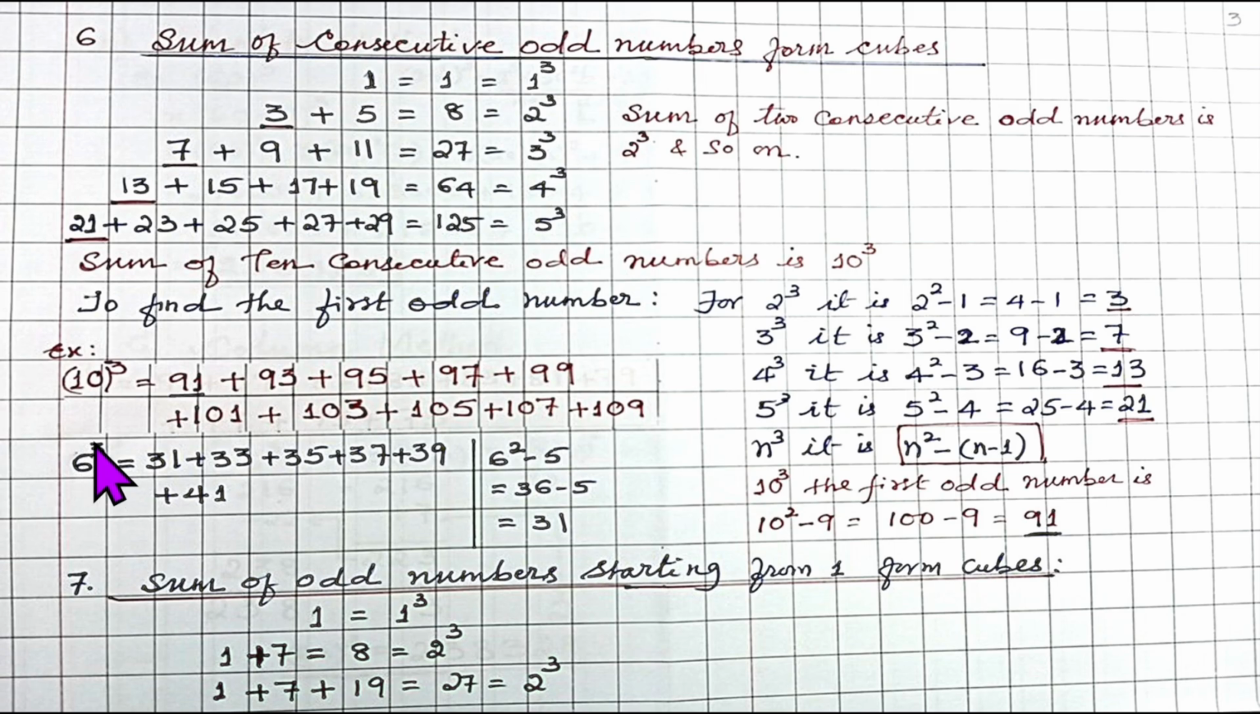Now if you want to find 6 cube, let us say, then to find the first odd number, take 6 square and subtract 5 from that. You will get 36 minus 5, that is 31. So start with 31 and add 6 odd numbers: 31, 33, 35, 37, 39, and 41. You will get 6 cube.